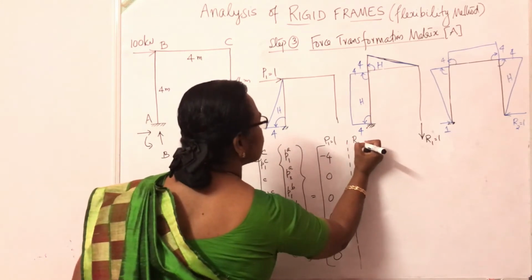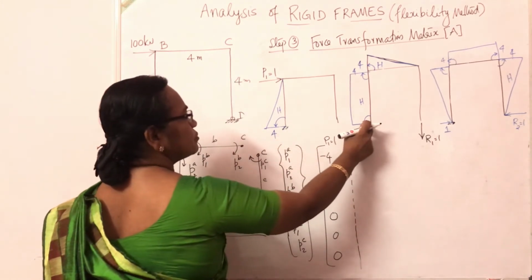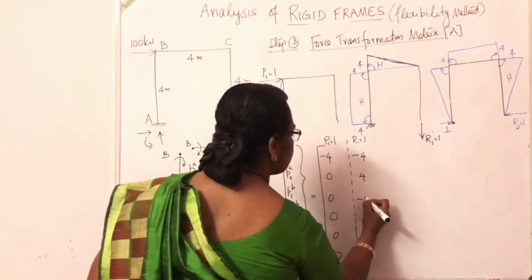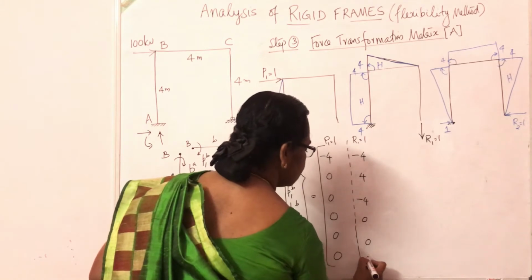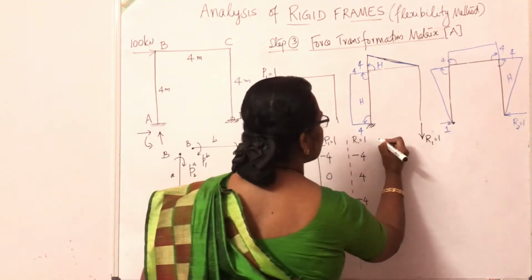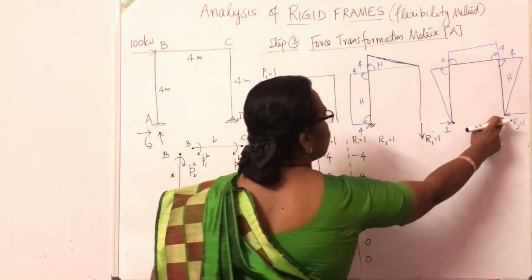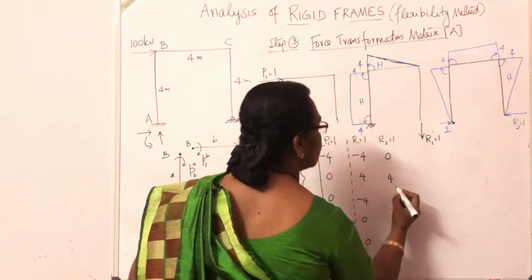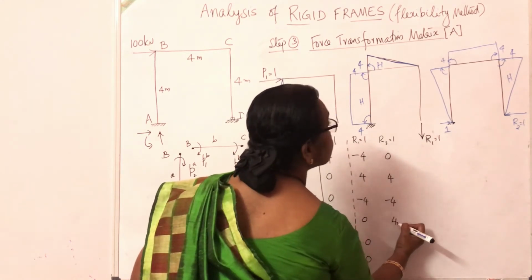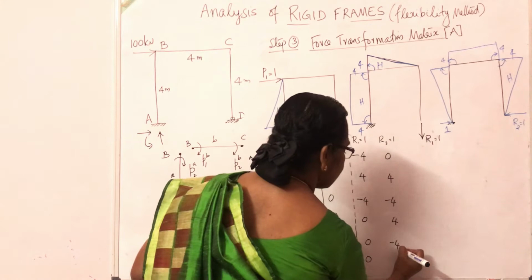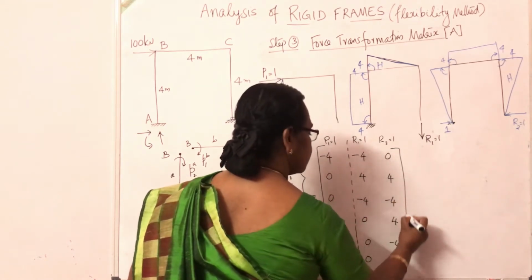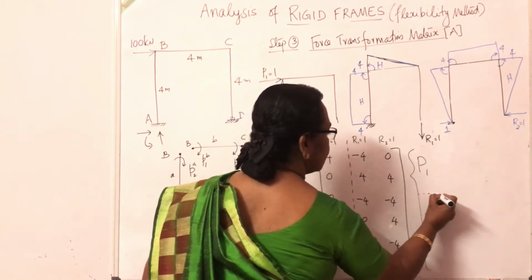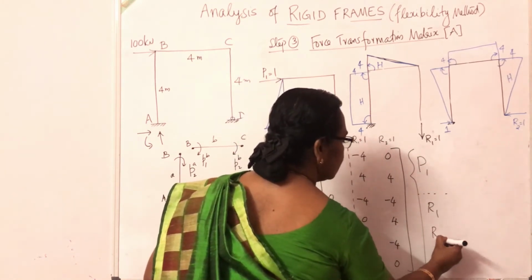Then coming to R1 is equal to 1. When you give R1 equals 1 for the first element, it is minus 4, plus 4. For the second element, minus 4, 0. For the third element, 0, 0. Next, R2 is equal to 1. By giving R2 equals 1 for the first element, it is 0, 4; minus 4, plus 4; minus 4, 0. This into P1 and 2 redundants R1, R2.